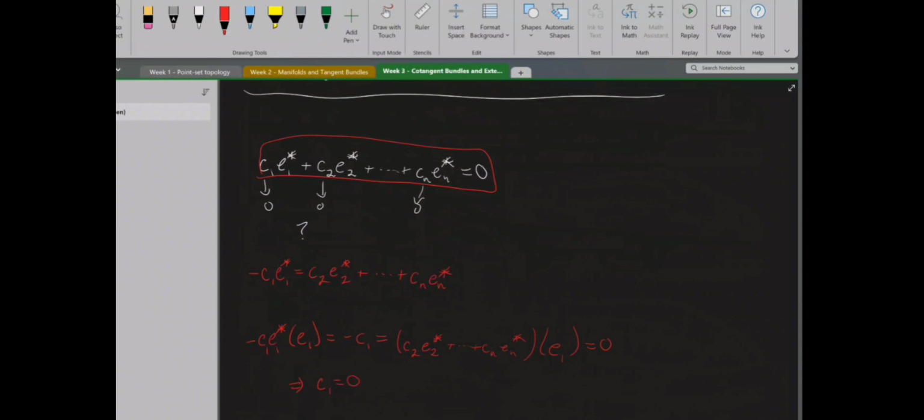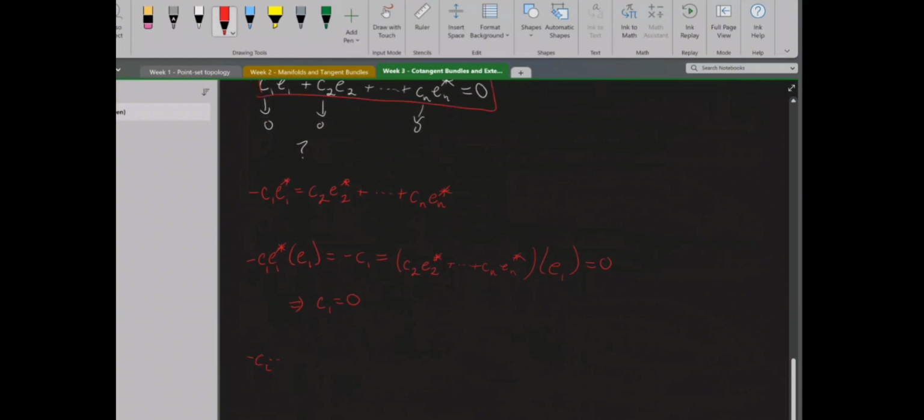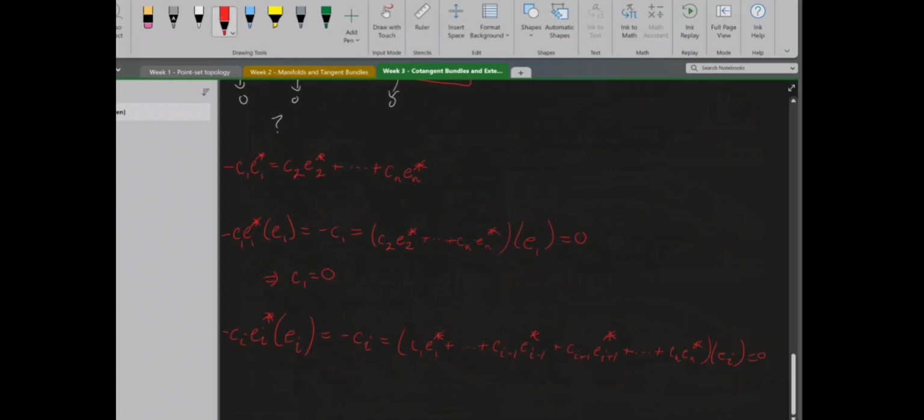Repeating this argument, putting in particular negative ci ei star ei on the left side, and then this of course is negative ci. This thing evaluates on the other end as c1 e1 star plus dot dot dot plus ci minus 1 ei minus 1 star plus ci plus 1 ei plus 1 star. So you're just skipping over the ei plus dot dot dot plus cn en star, plugging in ei is 0. And so automatically you get that ci is 0 for all i. Okay.